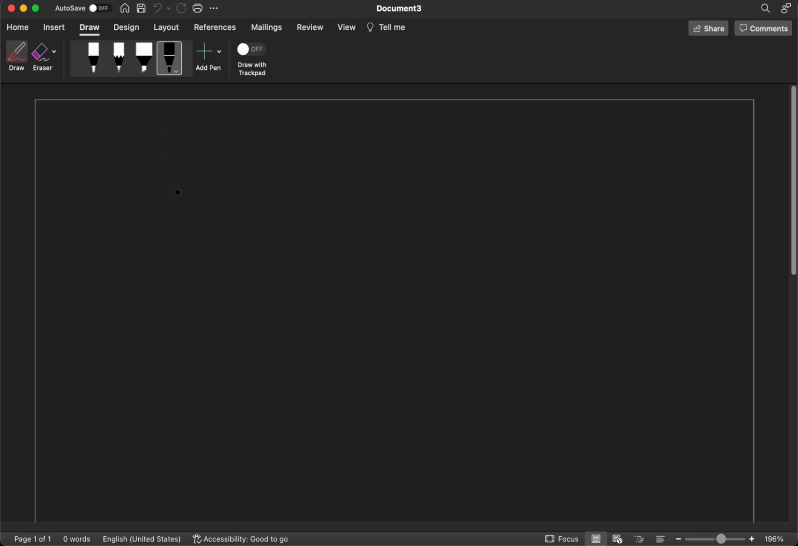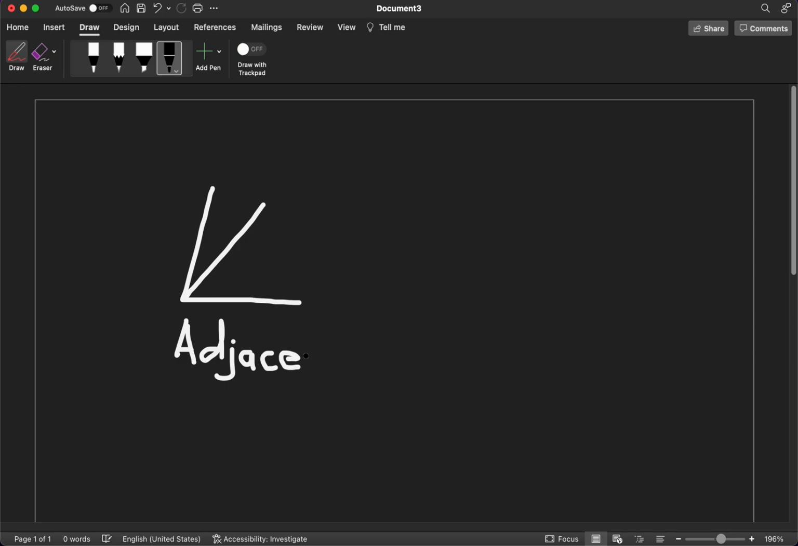So the first kind is called an adjacent angle pair. Let me just draw that for you. Adjacent is a word that means next to. So when I have two angles here that are next to each other, I would call them adjacent. Let me spell that word for you. Adjacent. That's how you spell adjacent.